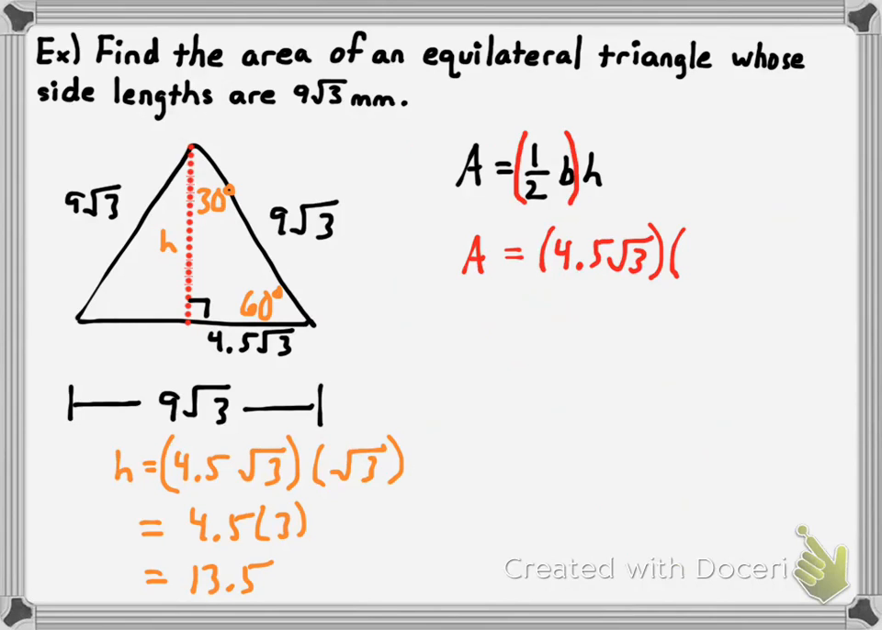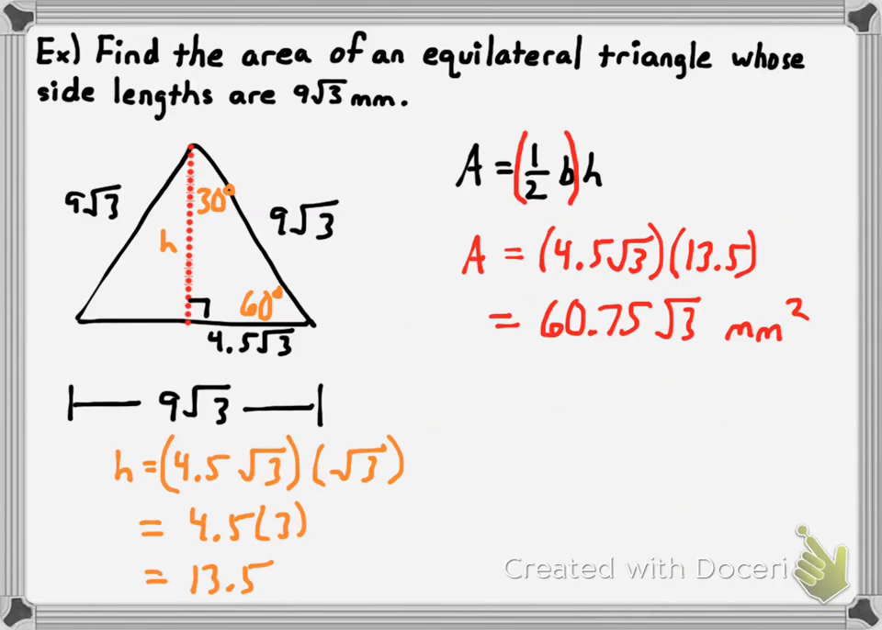Now we know the height is 13.5. Again, multiply your outside numbers together here, and you're going to find that the area is 60.75 square root of 3 square millimeters. All right, very good.